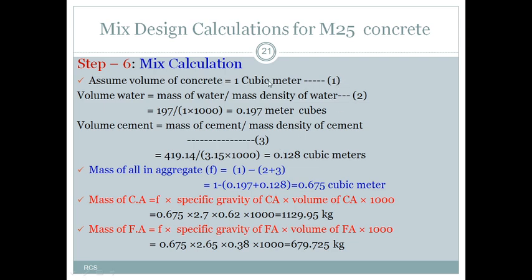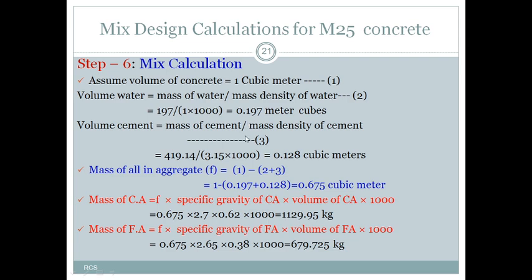Again, I have given three different equations: equation 1 for volume of concrete, equation 2 for volume of water, and equation 3 for volume of cement. If I want to know the volume of aggregate, then I want to deduct the sum of the volume of water and volume of cement from the volume of concrete. Here the volume of concrete is equation 1, and the sum of these two, equation 2 plus 3, will give me the sum of the volumes of water and cement.